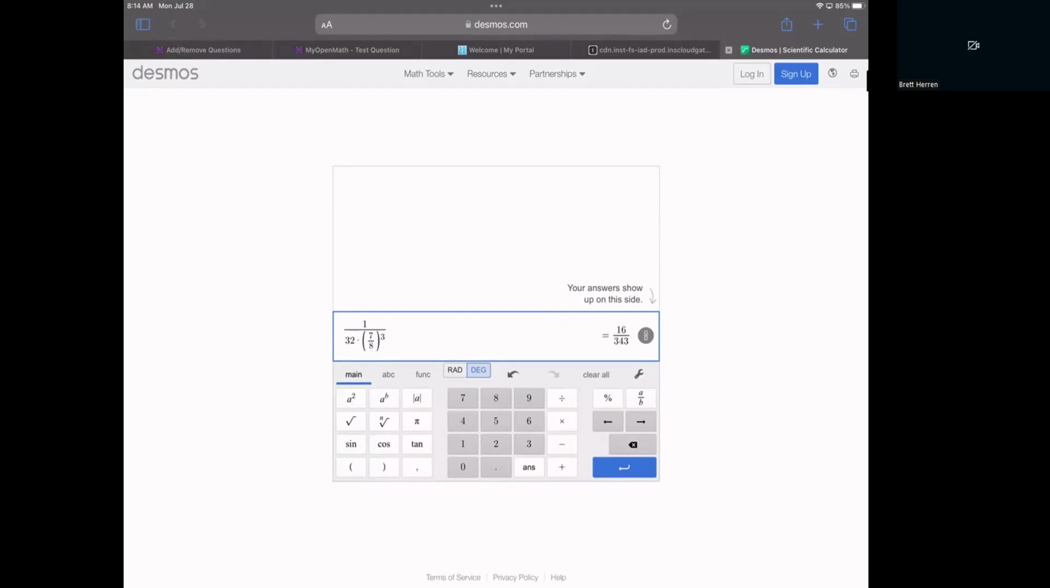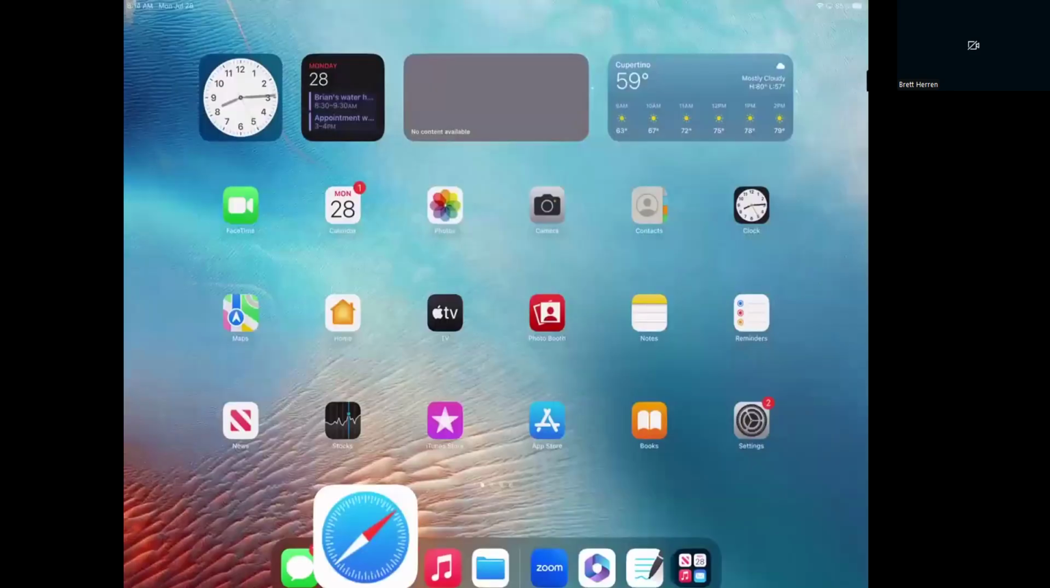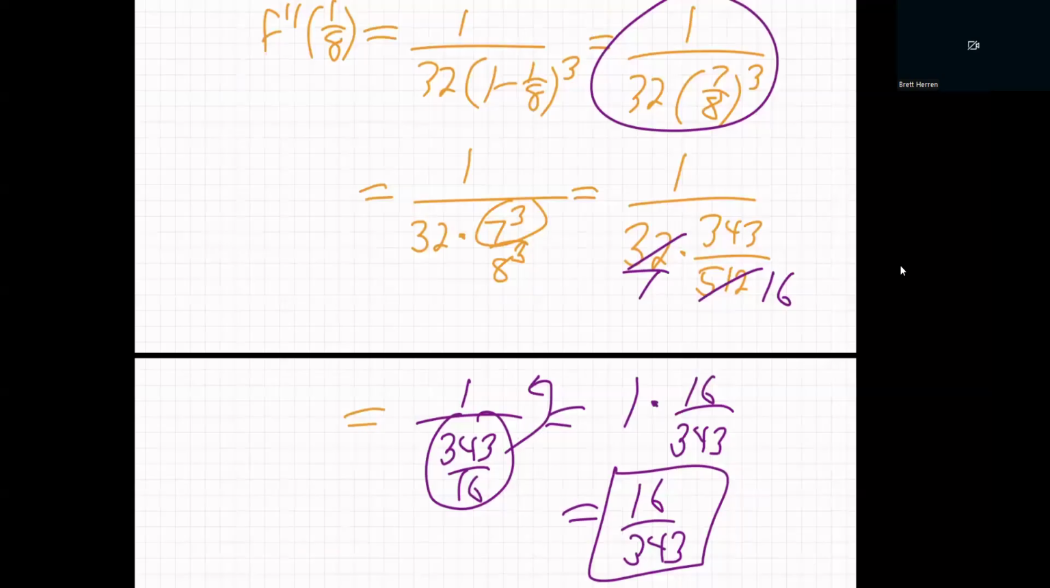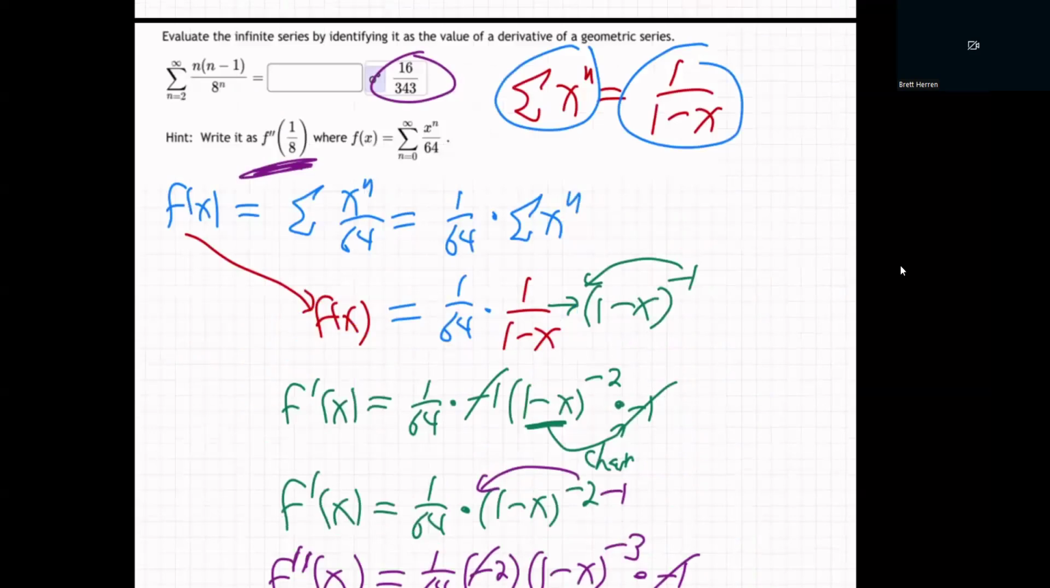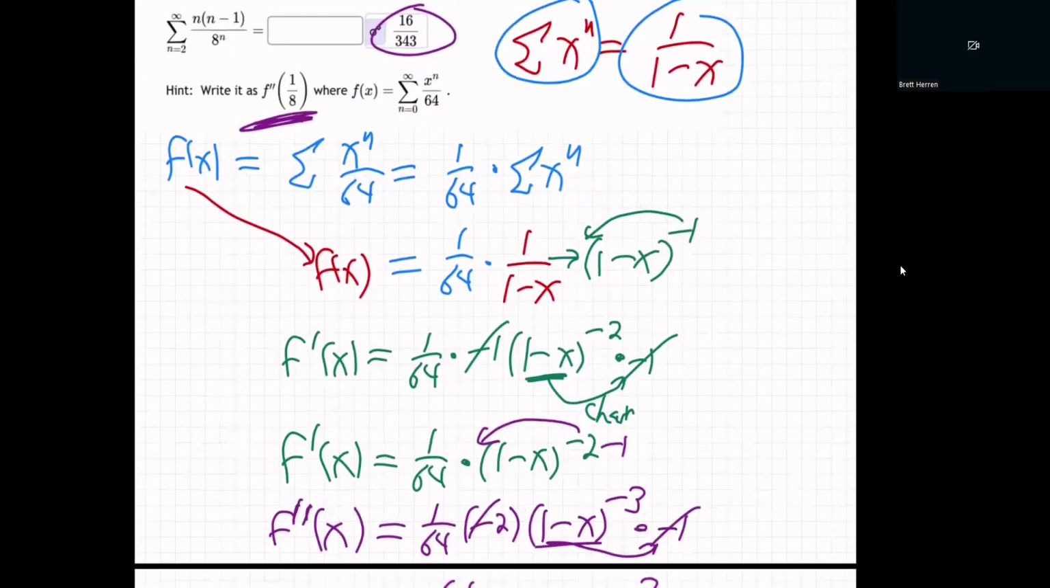See that little fraction button that changes? You can give them the decimal or the fraction. There it is, 16 over 343. So we got it. You can do that instead of doing all the steps by hand. Now, that's the answer. That's all you got to do. But why is it true? This is the extra part. This is the credits at the end. I hope you'll watch just to see why that's true.